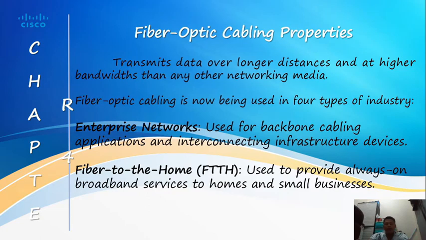Fiber optic cabling properties: it transmits data over longer distances and at higher bandwidth than any other networking media. Fiber optic cabling is now being used in four types of industry. The first is enterprise networks, used for backbone cabling applications and interconnecting infrastructure devices. Next is fiber to the home, or FTTH.